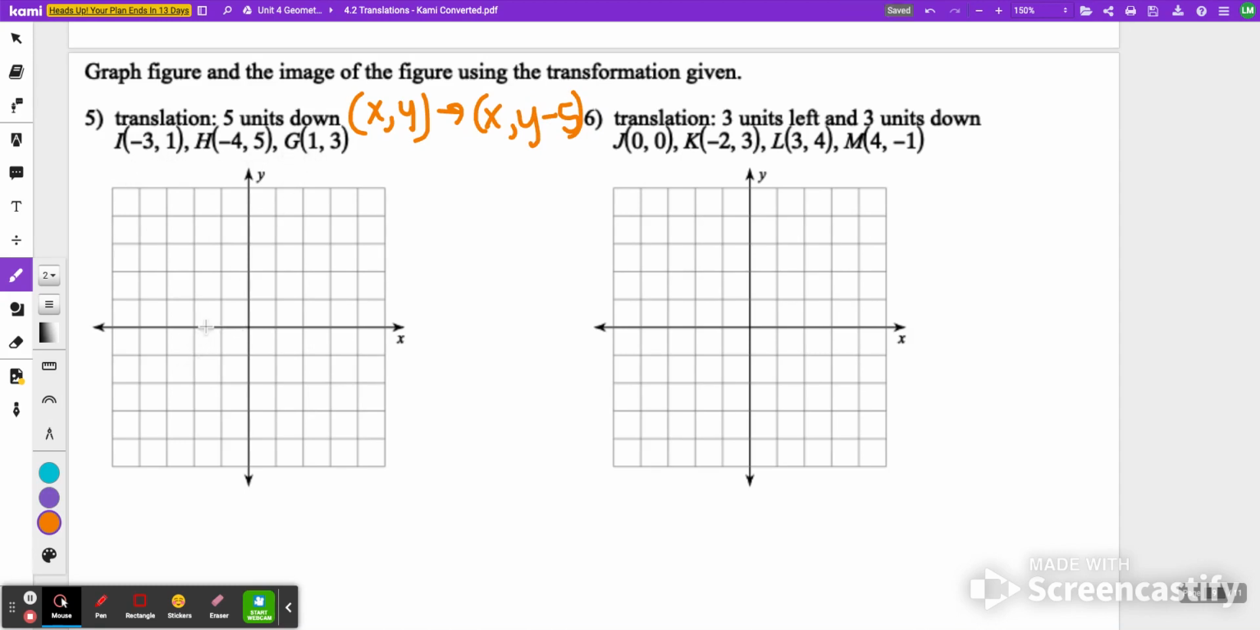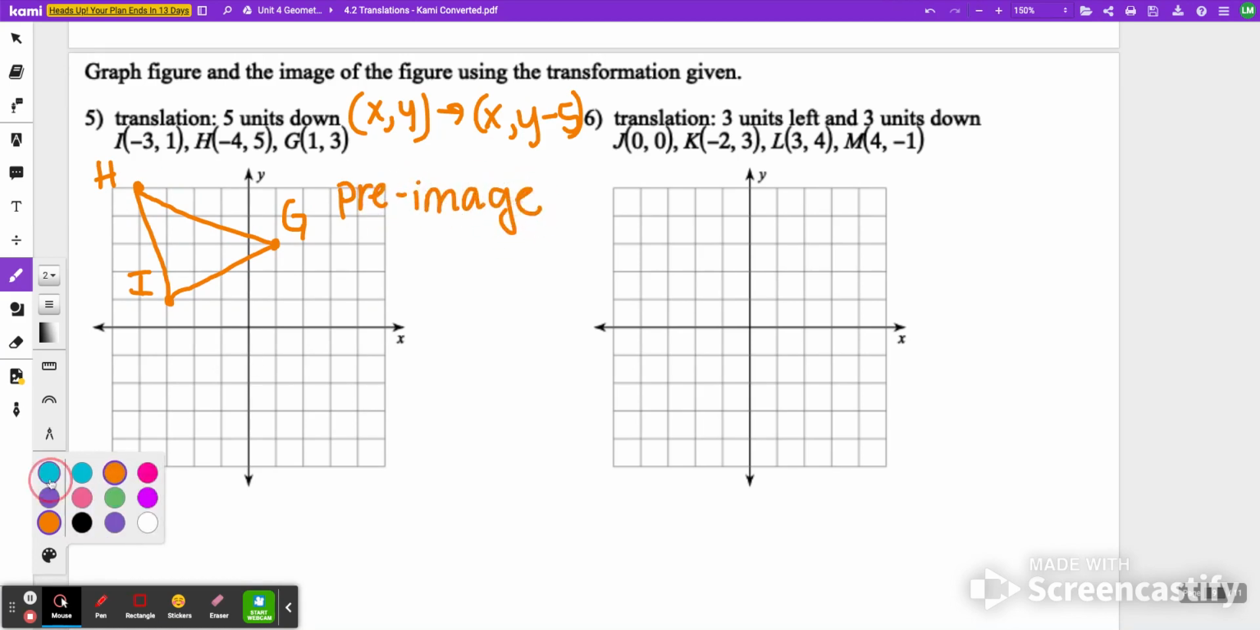So the first thing I'm going to do is plot my original points. I is at -3, +1. H is at -4, +5. 1, 2, 3, 4, 5. So way up here. And G is at 1, +3. 1, 2, 3. Okay. I'm going to go ahead and connect those. And then I'm going to switch out my color so you can see the difference between the pre-image and then the image is going to be in a new color.